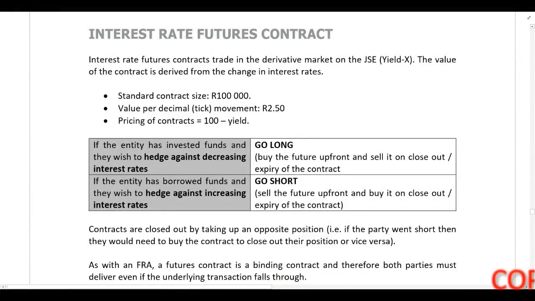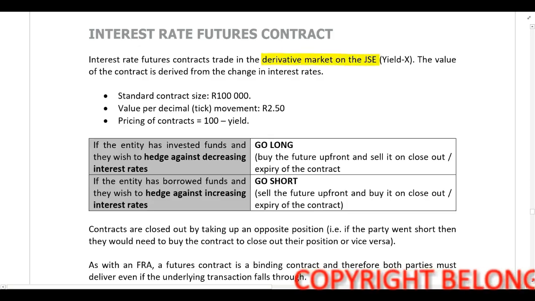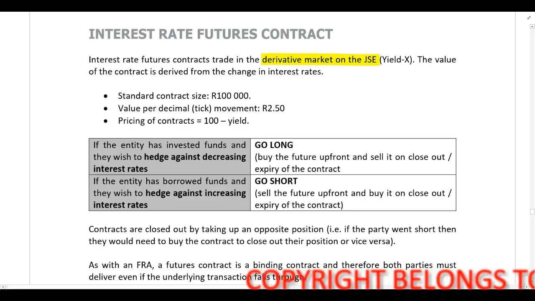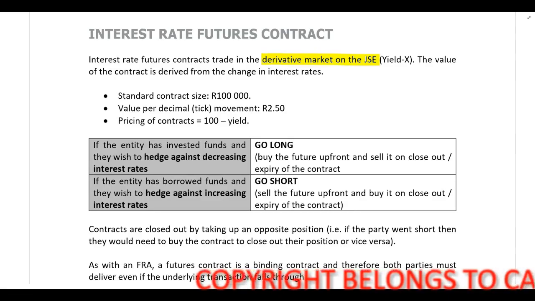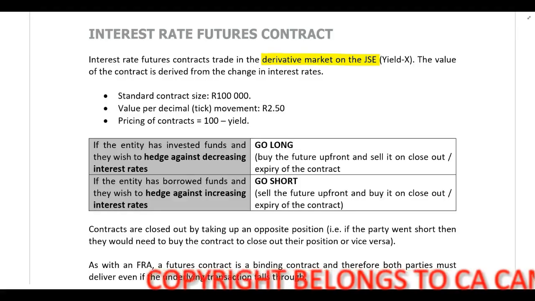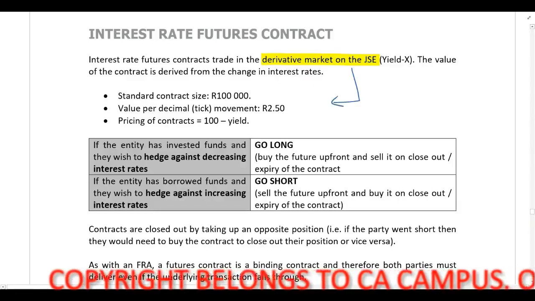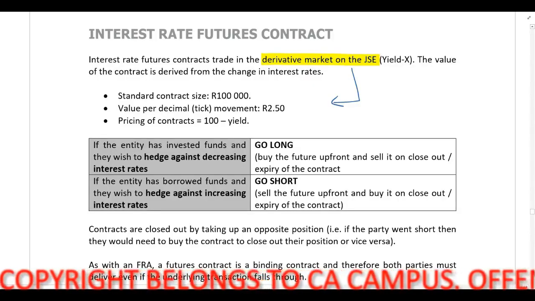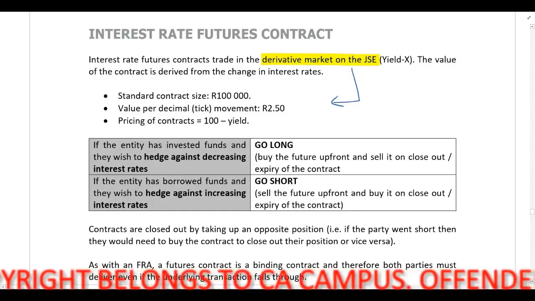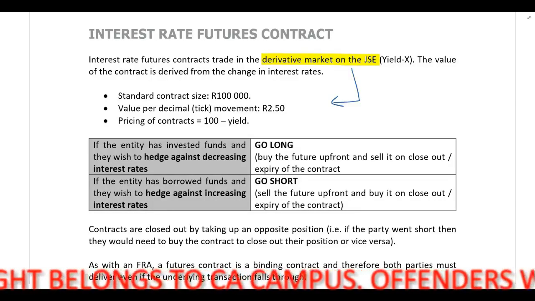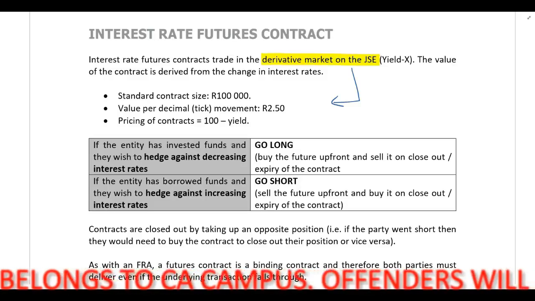We then need to look at an interest rate futures contract. And please note, futures contracts are traded on the derivative market of the JSE. So they are traded on a formalized exchange and not over the counter. And please remember, as soon as we are trading on a formalized exchange, then we have certain standards. So the contracts can't be customized to your exact requirements, but instead we have certain standard contract sizes, etc.